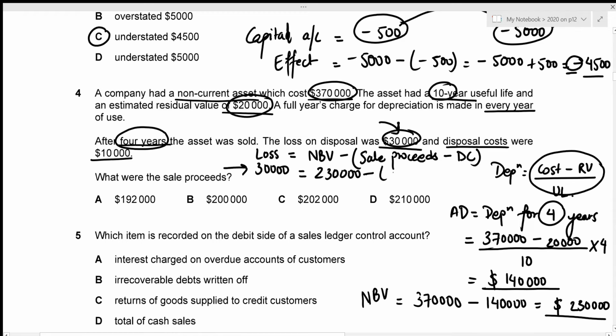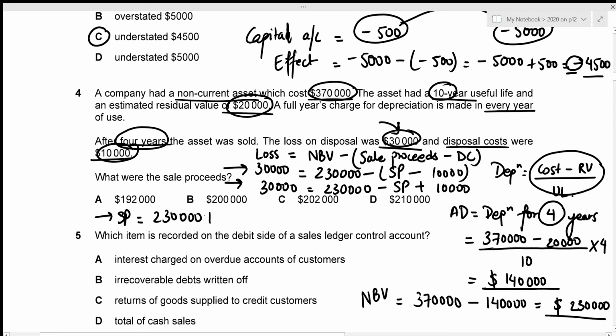We need to figure out the sale proceeds value, and the disposal cost is given to be 10,000. Okay, now this is just going to be 30,000 equals to 230,000. Let's open this bracket, so that's negative SP plus 10,000. And this gives our sale proceeds to be 230,000 plus 10,000 minus 30,000, which results in the value of 210,000. Okay, this is the correct answer, and this value is given in option D. That will be our correct answer.